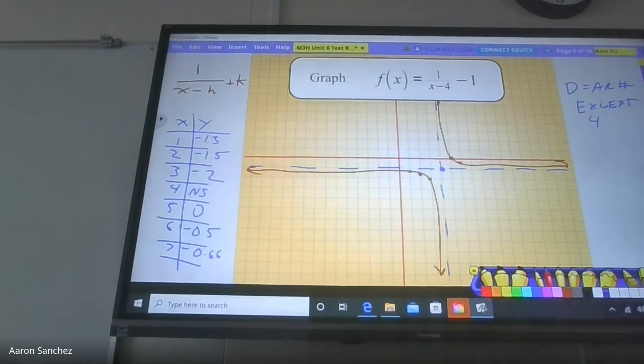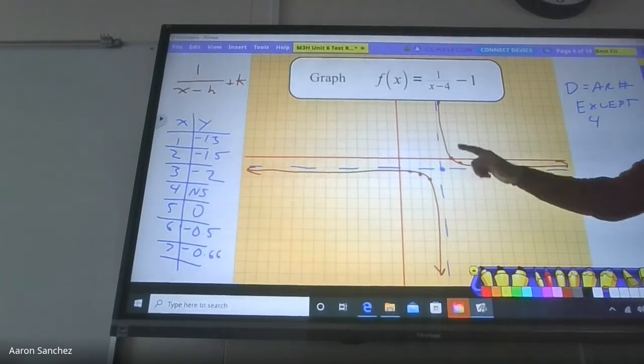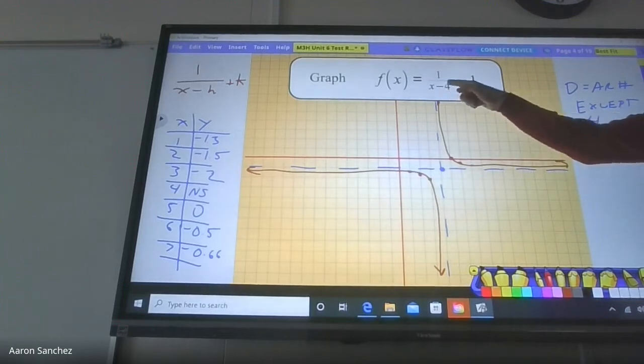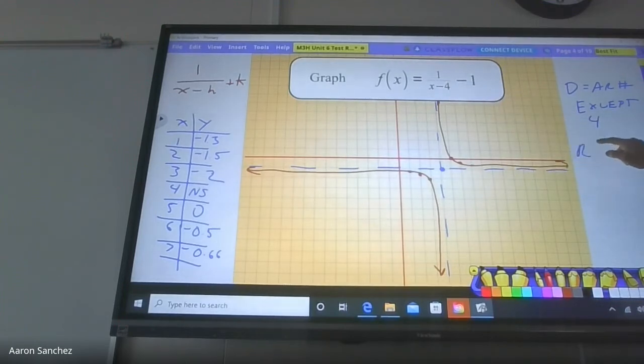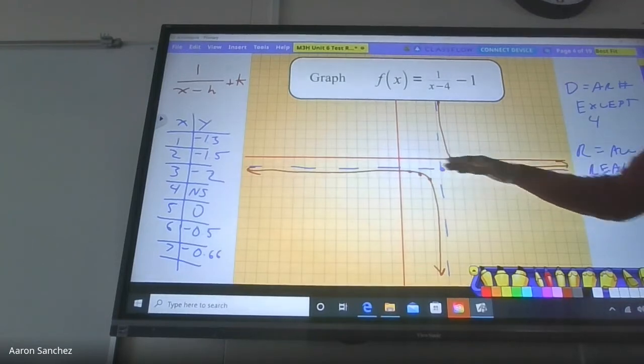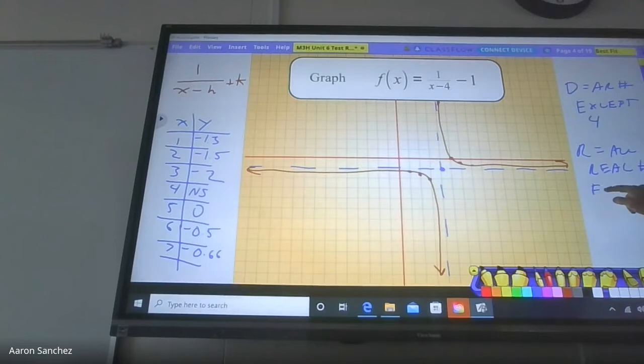It's all real numbers except for this. X can't be 4, right? And range is all real numbers except -1. Except one.